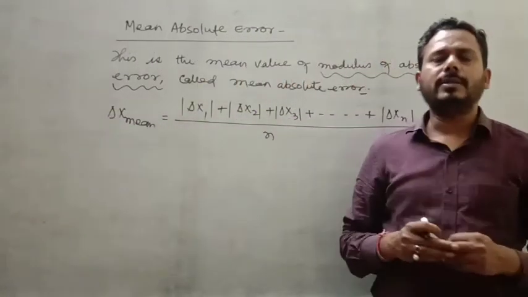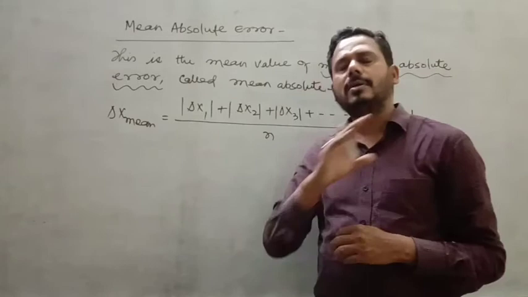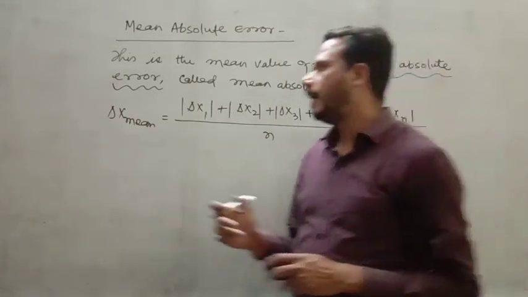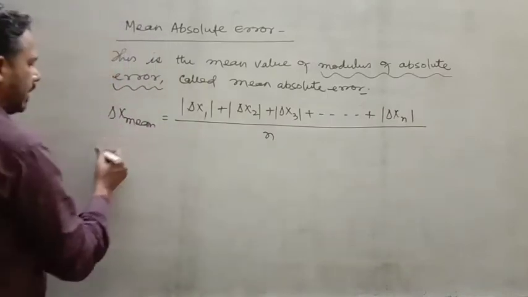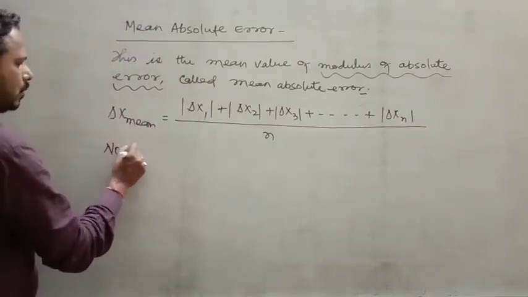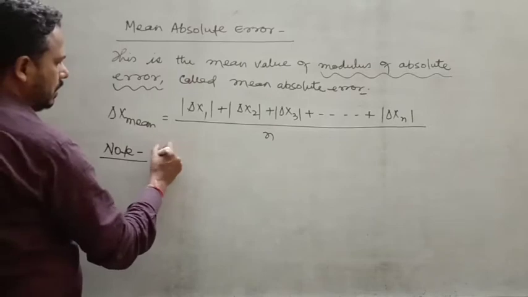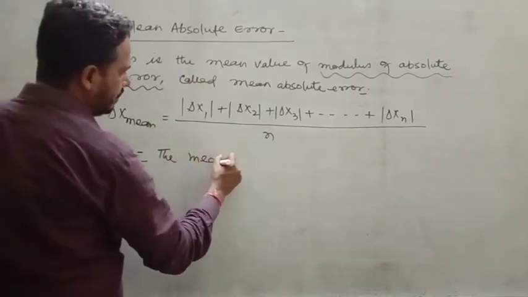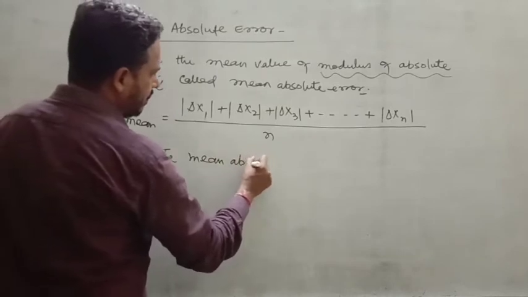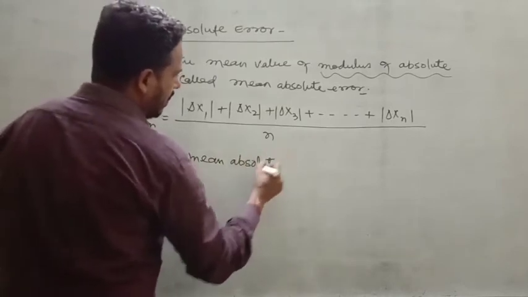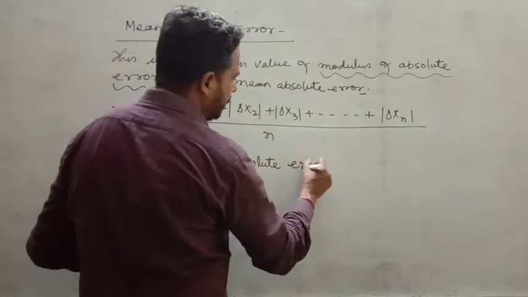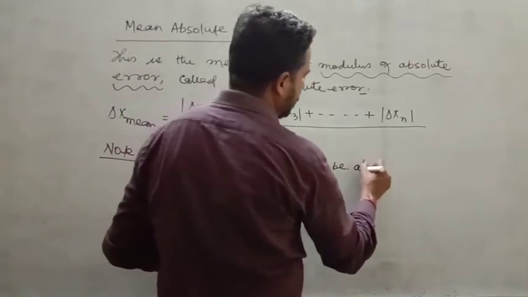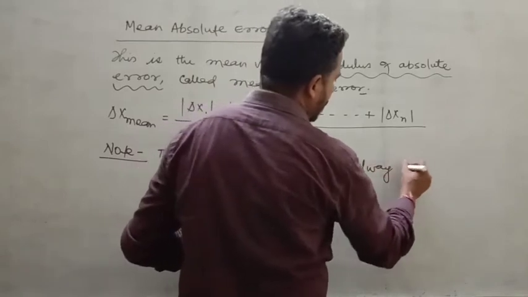And see one thing, your mean absolute error is completely positive. There is no negative. Okay, so just write down a note that the mean absolute error will be always positive.